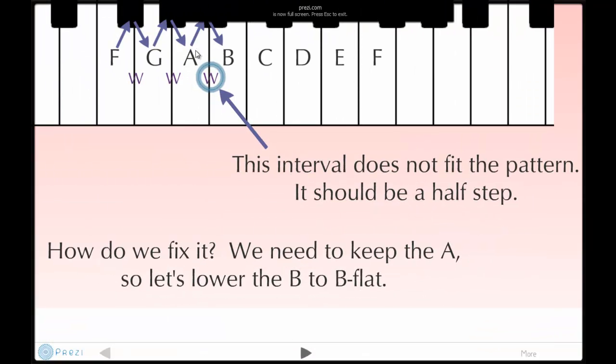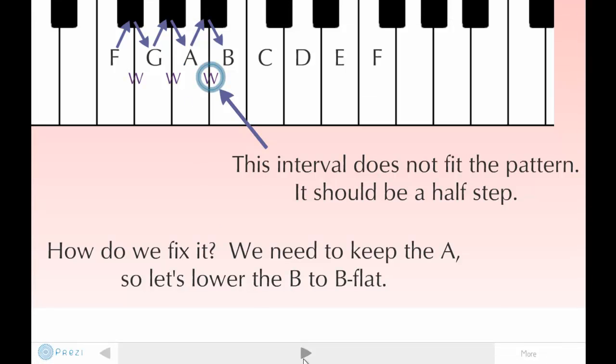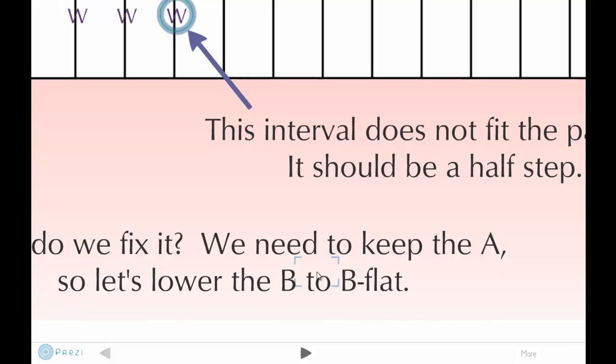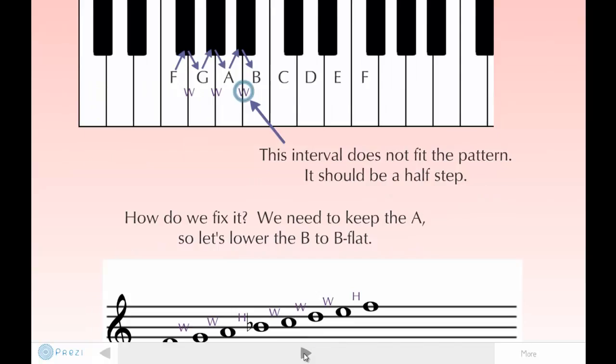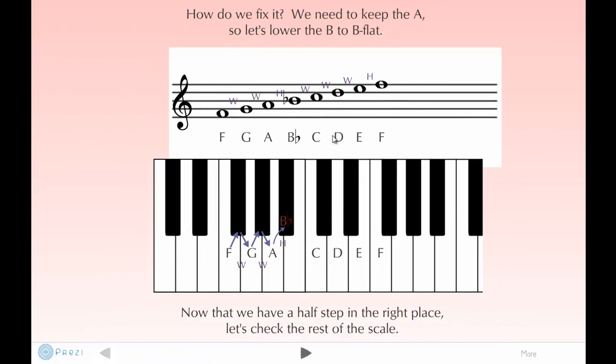We have to keep our A. We determined that that was part of the pattern, but we need to do something to the B. So what we're going to do is we're going to use a flat sign which lowers a pitch, and we're going to use B flat instead. So now you can see we adjusted that. We put a flat here on the staff. We put a flat here in our alphabet name to designate that. Then we're going to go back to our formula and check it.